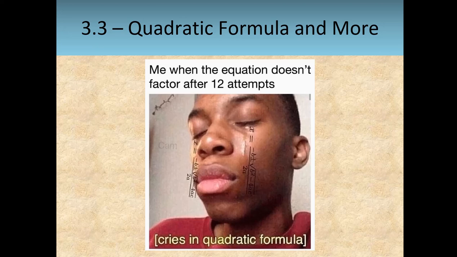Hey everyone, so we're just going to continue on with this discussion. We're going to talk a little bit about the quadratic formula some more and do a little bit of practice. Should be a nice, quick, and easy one.